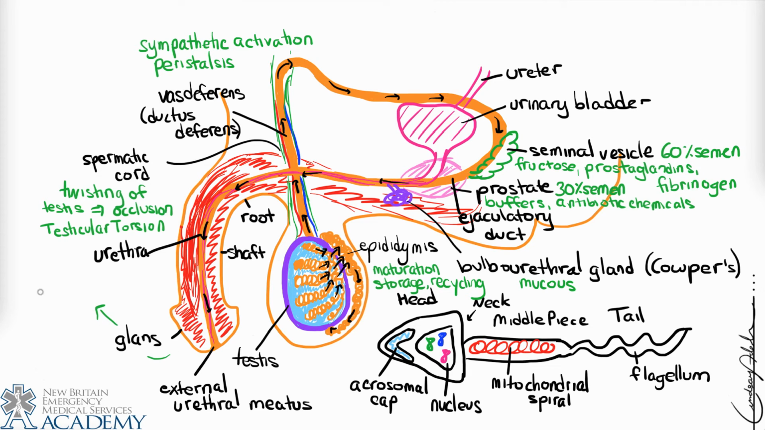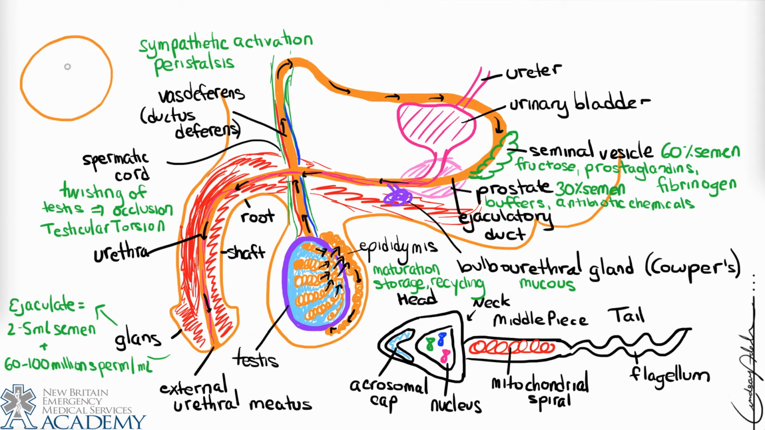When we get to the point of exit, we will have ejaculate, which is about 2 to 5 mLs of semen, and about 60 to 100 million sperm cells per mL. That's really quite a bit. There are a couple of different criteria for considering sterility in a male, but if the sperm count is low in this volume, then that can be one way that it could be determined.